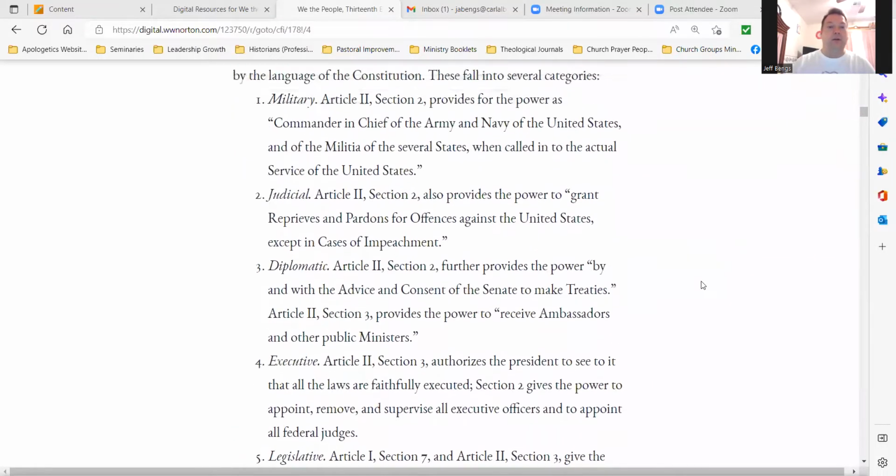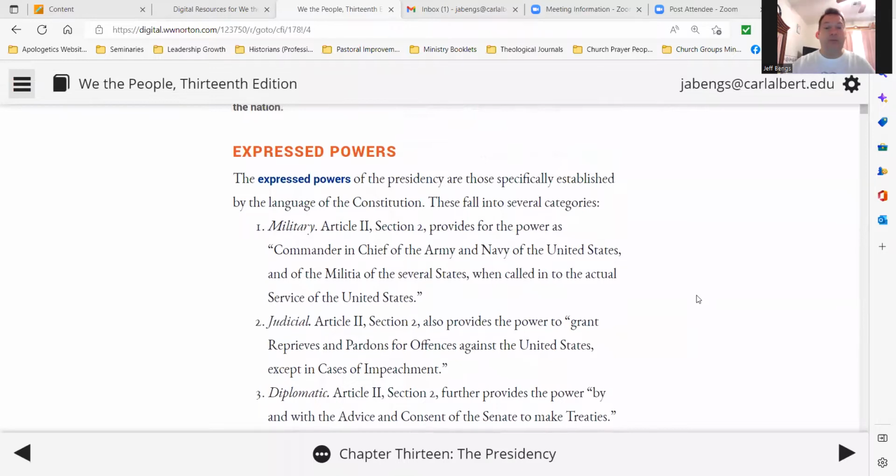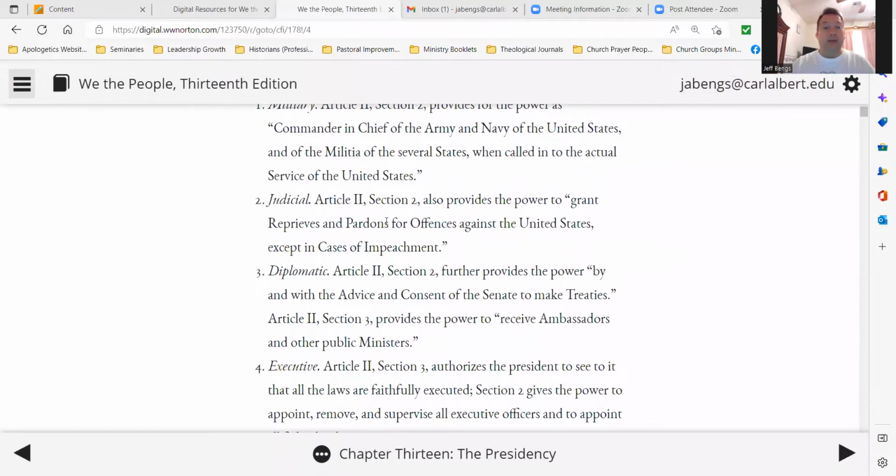The judicial category of express powers has to do with duties that the president performs that are similar to a court, right? The word judicial. So the president can do things that the Supreme Court doesn't do. And mainly, the president can pardon people for offenses against the United States, except for anybody who's been impeached.